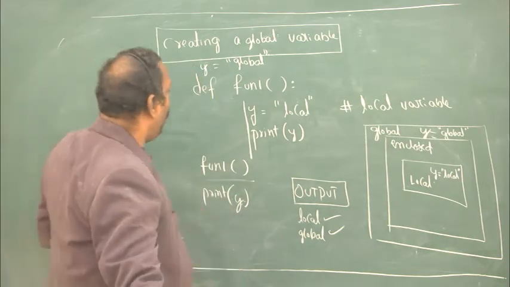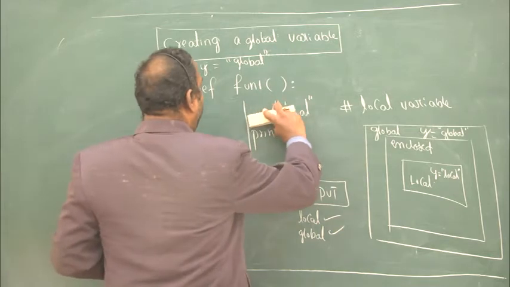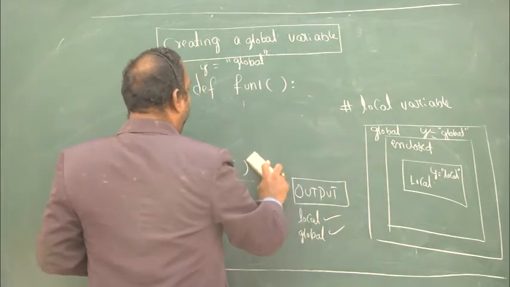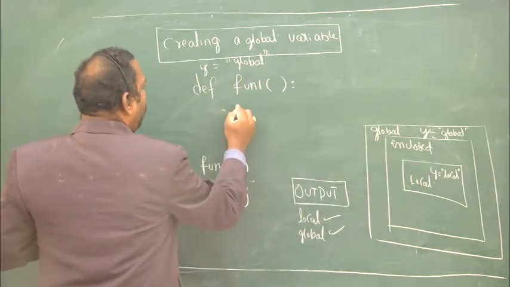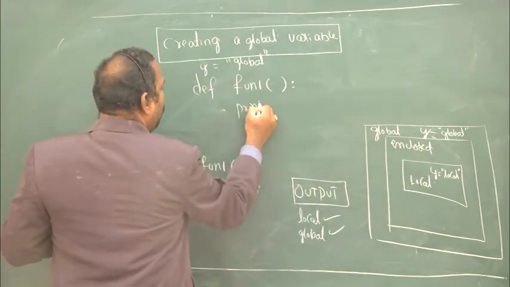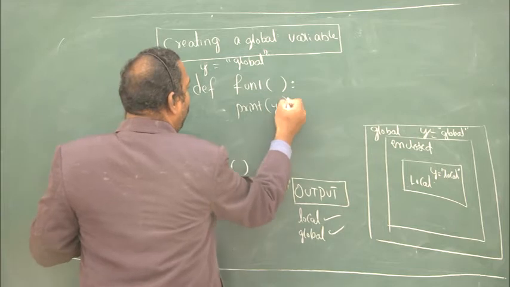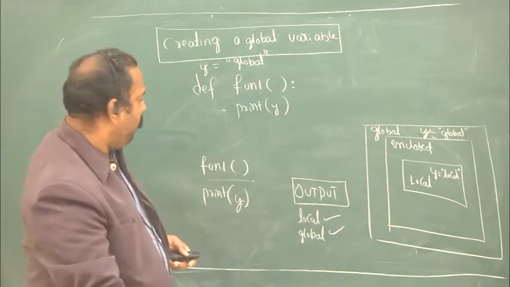Suppose I am not defining y equal to local here. I am using only print y. So what is the output you will get here?